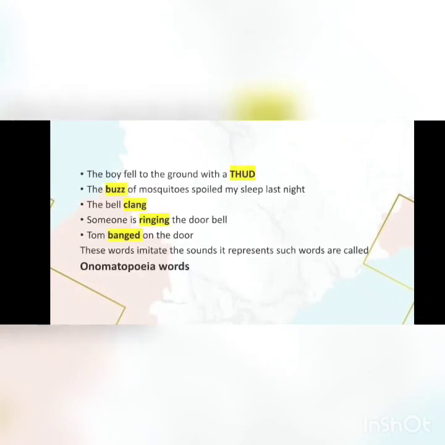A few images I will show you here. Before that, let us see some sentences. The boy fell to the ground with a thud. The buzz of the mosquito spoiled my sleep last night. The bell clanged. Someone is ringing the doorbell. The tongue banged on the door. These words imitate the sounds. Students, look at this sentence which I highlighted in yellow color. So those words are called onomatopoeia words, which represent sounds.